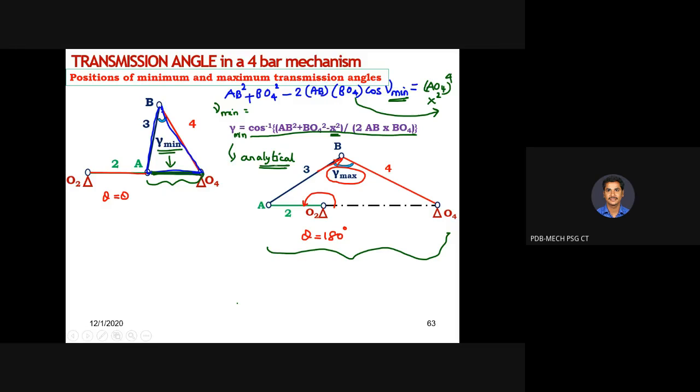While drawing, you need to draw accurately using a mini drafter so that you predict exactly the minimum and maximum transmission angle. If you slightly deviate the lines while drawing, you will get some deviations in your answers. But the analytical equations are going to give the exact solutions for the minimum and maximum transmission angles. You can compare these two and cross check whether you are getting correct answers or not. Clear?